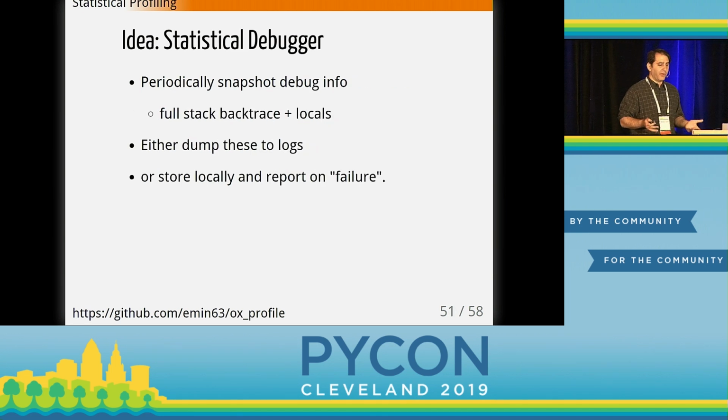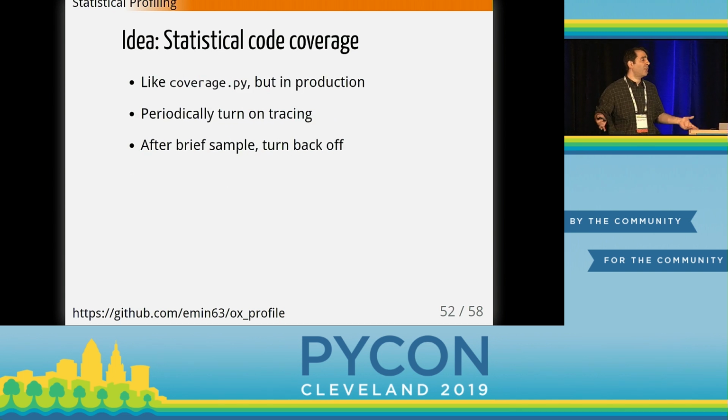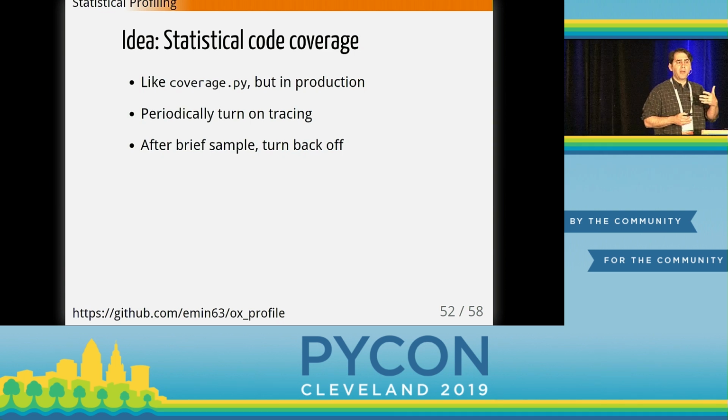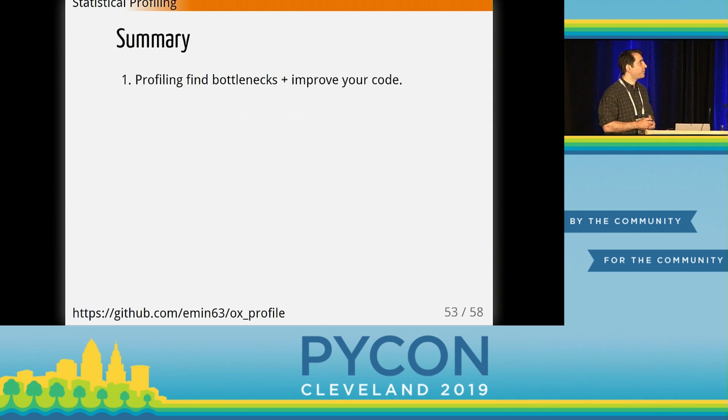Another thing you could do is something like a statistical debugger, where you periodically snapshot some debug information, like a full stack trace and all the locals, and either dump those to a log or save them, so in case there's a crash, maybe you have a random snapshot of 10 or 20 functions that were called recently. You can do statistical code coverage, just like coverage.py, but turn it on periodically and record which lines are being executed and then turn off so you don't incur much overhead, but you can track which lines of code are actually covered in your real use cases.